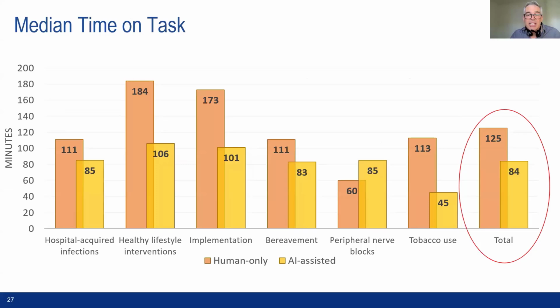And as I mentioned in the beginning, we were also interested in the time on task. On average, the AI-assisted method was notably faster, except in one review, so that is peripheral nerve blocks. But overall, it took the AI-assisted teams 41 minutes less per study to extract compared to the human-only approach.